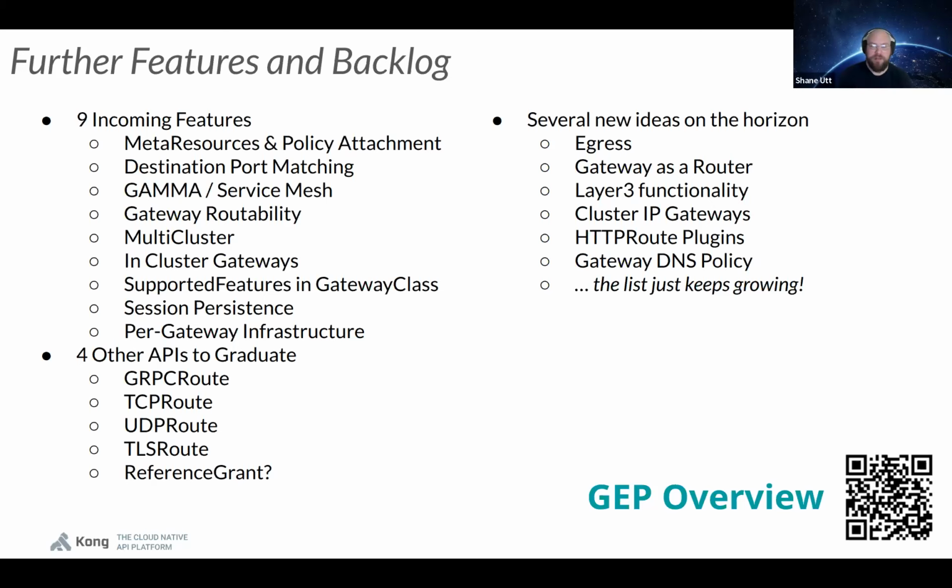Generally, layer 3 functionality has come up a lot, and that goes a little outside of the scope of what Gateway API has tried to be in the past, but we're looking into it. Cluster IP gateways, I think I already talked about that one. HTTPRoute plugins, that's one at Kong. We're really interested in having a portable way to do plugins, something like WASM, so that people can define that one way and then bring it to and from any particular implementation.